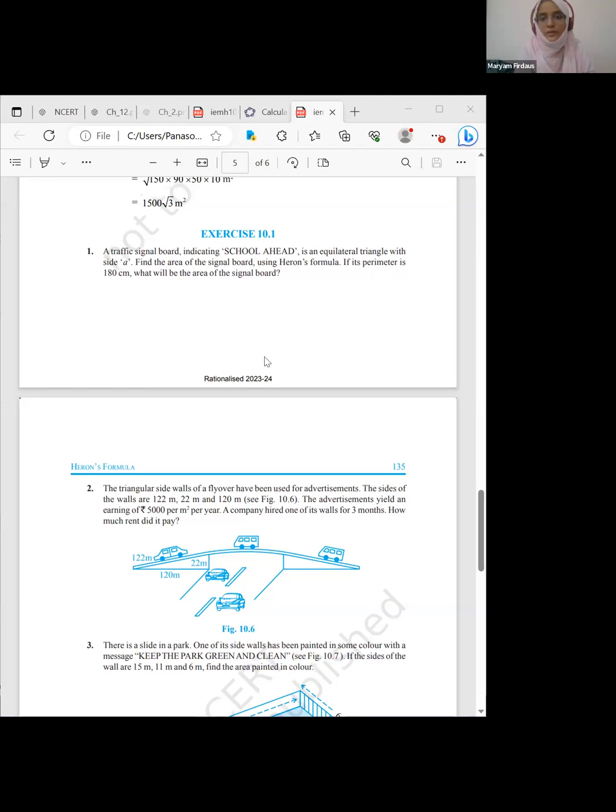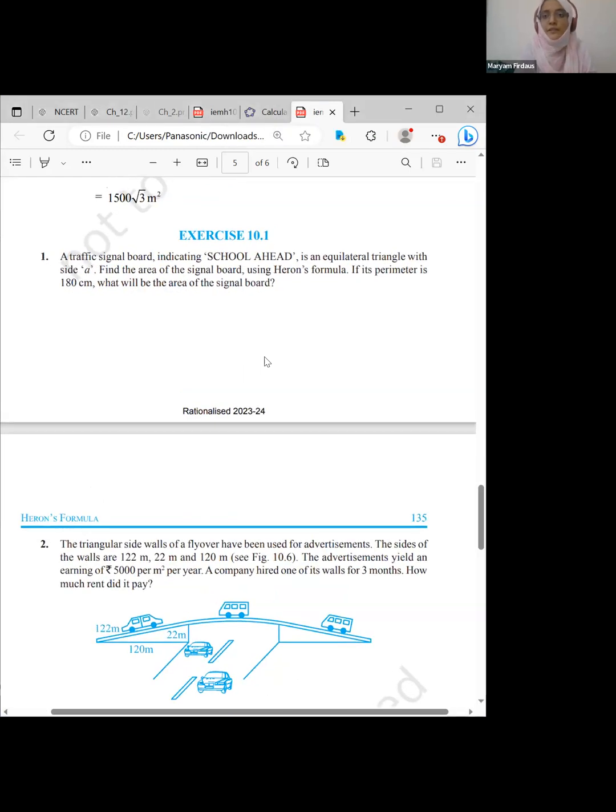All right. So a traffic signal board indicating school ahead is an equilateral triangle with side A. Find the area of the signal board using Heron's formula. If its perimeter is 180 centimeters, what will be the area of the signal board? Okay. So what piece of information do we have? Who will tell me? It's an equilateral triangle, first of all. It's given in the question. Next, the perimeter is 180 centimeter. Very good. So it's an equilateral triangle whose perimeter is 180 centimeter.